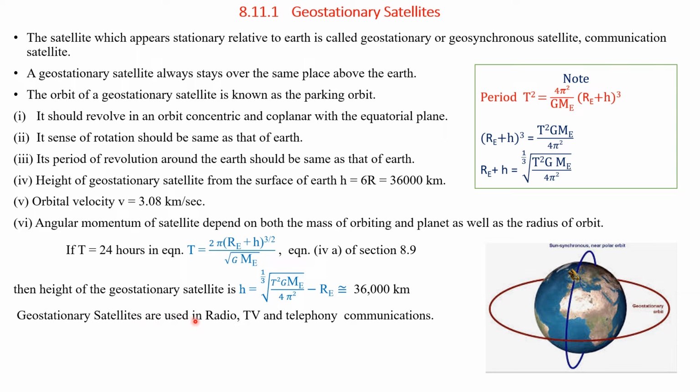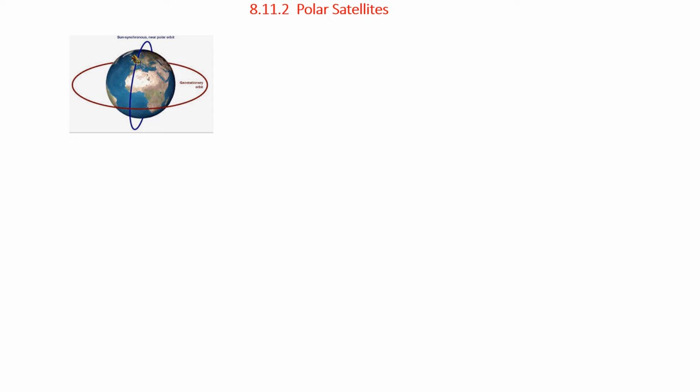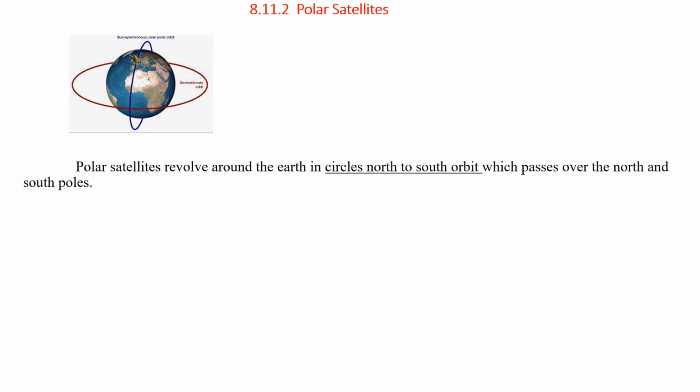Geostationary satellites are used in radio, TV, and telephonic communications. Polar satellites. Please recall the image shown in the previous slide explaining the geostationary orbits. In this section, we will study about the polar satellites.